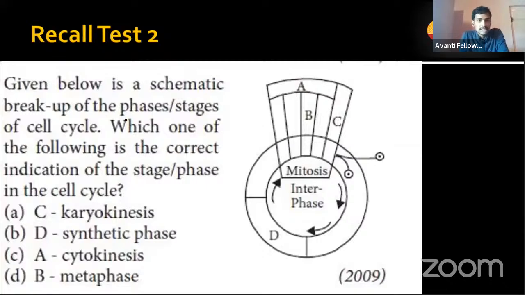Hi, Ashwin. So second question. Given below is a schematic breakup of phases and stages of the cell cycle. Which one of the following is the correct indication of the stage or phase in the cell cycle? They marked something, they gave a cell cycle picture. You have to see which one of the options is correct. C karyokinesis, D synthetic phase, A cytokinesis, B metaphase.